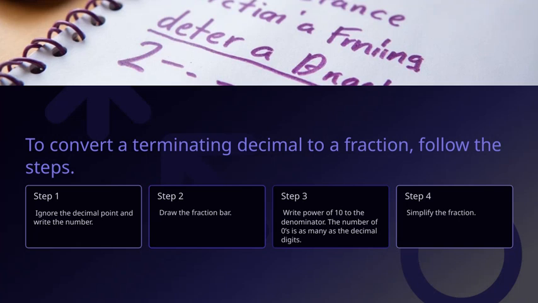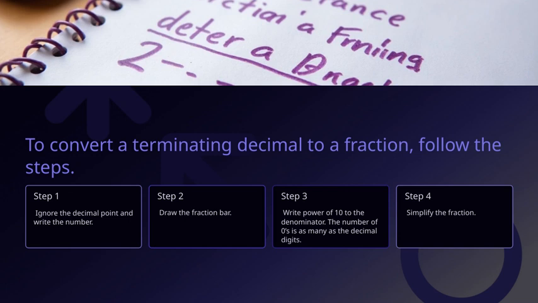All right, let's walk through how to convert a terminating decimal into a fraction. The process is straightforward and follows a few simple steps. First, we ignore the decimal point and just write down the number as a whole. This helps us focus on the digits themselves without the decimal distraction. Next, we draw a fraction bar, which visually separates the numerator and denominator.